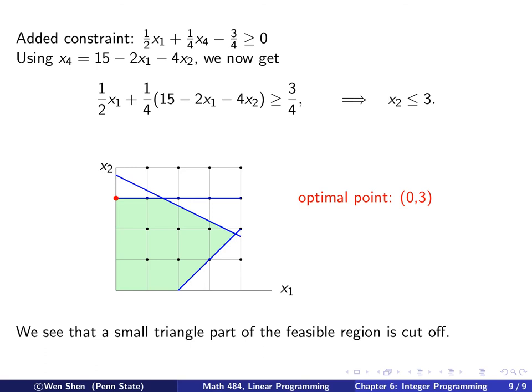So we see that the algorithm, as we have designed here, what it does actually is it cuts off a small triangular region, cut it off and remove it from the feasible region. And look at the part you remove. This part you remove does not contain any feasible solutions that has integer coordinates. Okay? So that's why the name, the cutting plane algorithm.